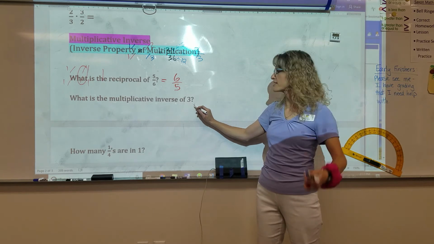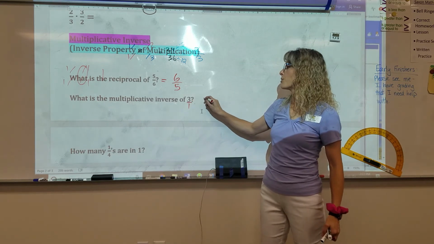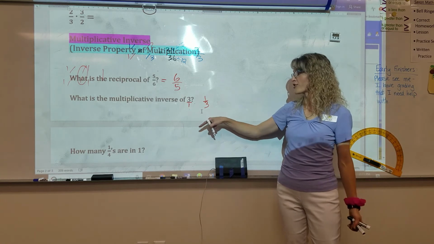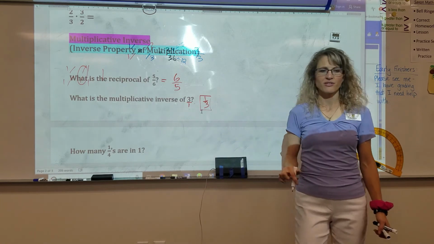How do I flip this one, Lexi? You could do 1/3. I could do 1 over 3 because every whole number has an invisible 1 under it. So this is the multiplicative inverse.